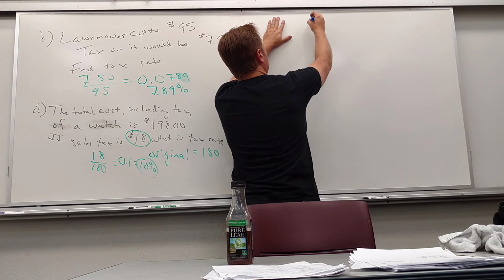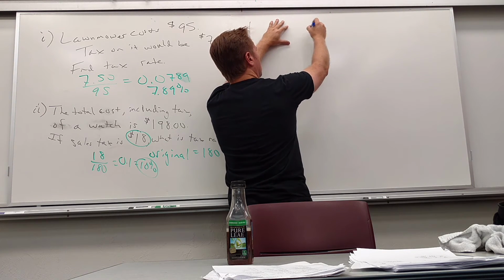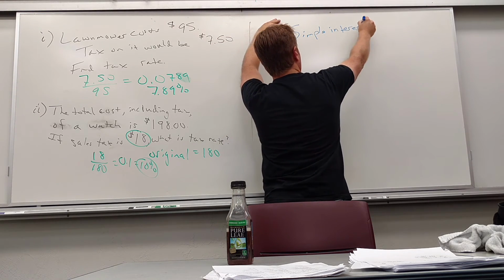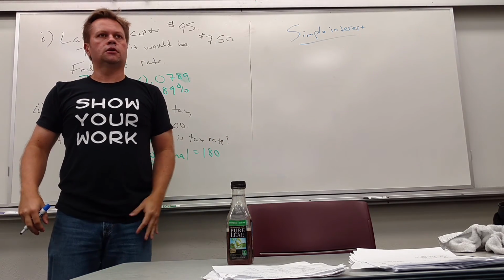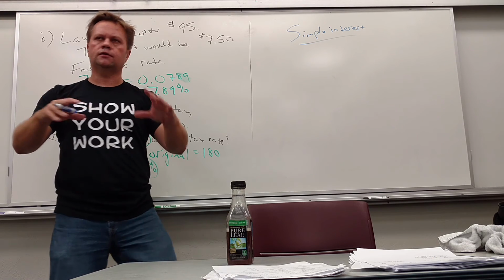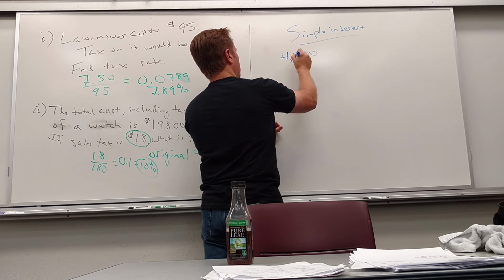So let's see, how do I say this? This is called simple interest, because there is something called complex interest, which we're not going to get into. Simple interest would be a problem like this. Let's say you put $4,000 in the bank.